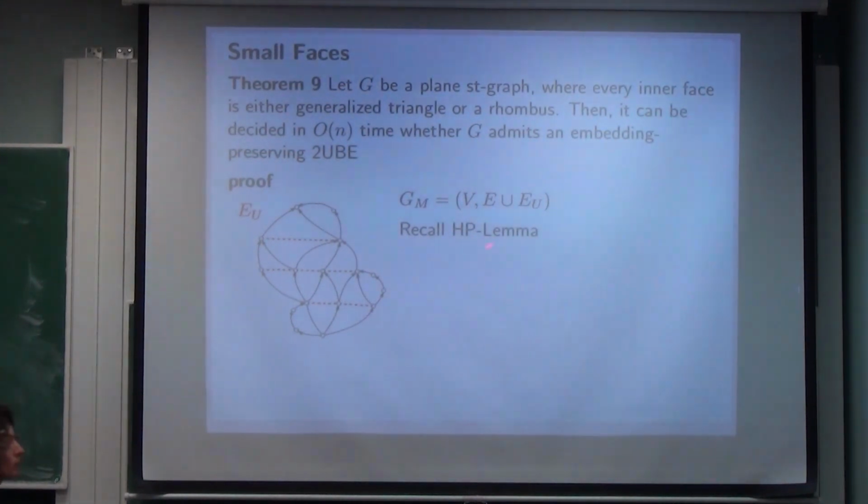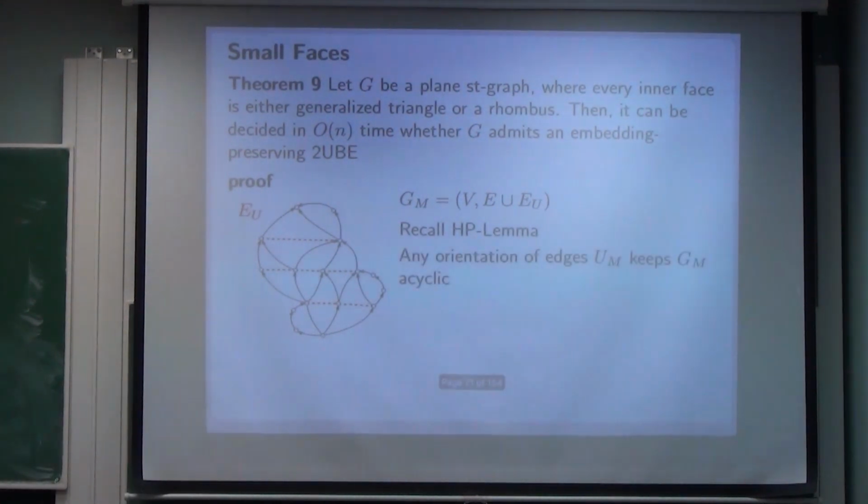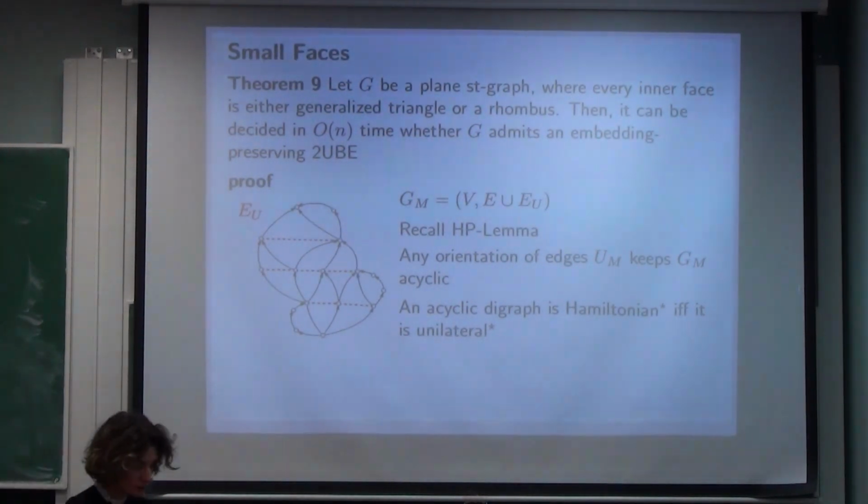So I recall my Hamiltonian completion lemma, which says that there is a two-page book embedding if and only if there is a Hamiltonian completion. What I also observed is that any orientation of these undirected edges keeps the graph acyclic. You can easily see that by orienting edges one by one. Whenever you orient one of the edges and ignore all the other undirected edges, you keep the graph acyclic. This actually means that this mixed graph is going to have a Hamiltonian orientation if and only if it has a unilateral orientation. And unilateral means that it has an orientation such that each pair of vertices is connected by a directed path.